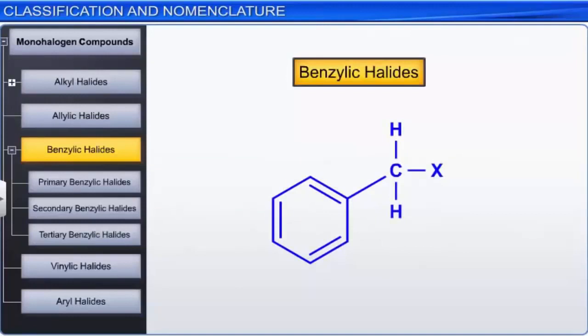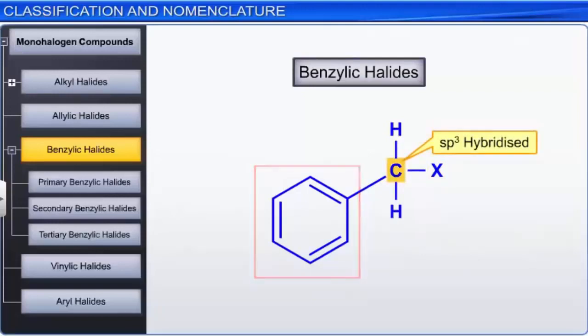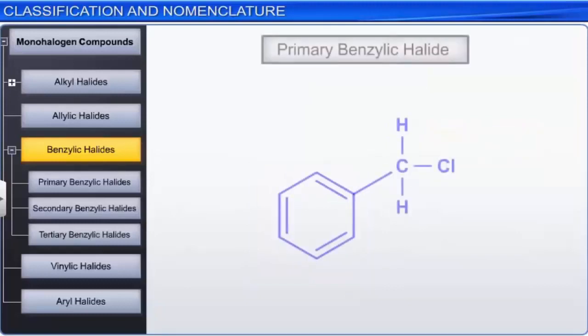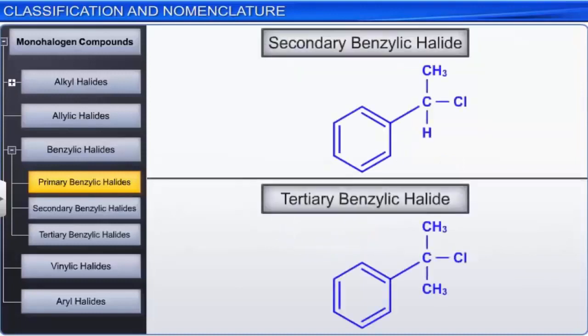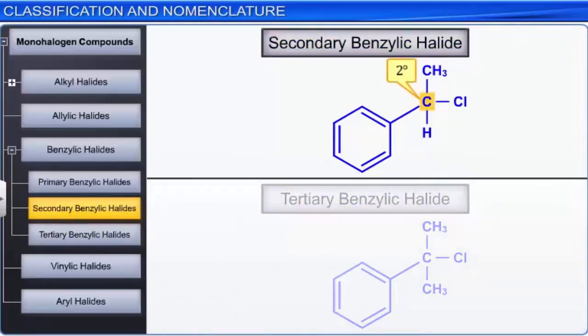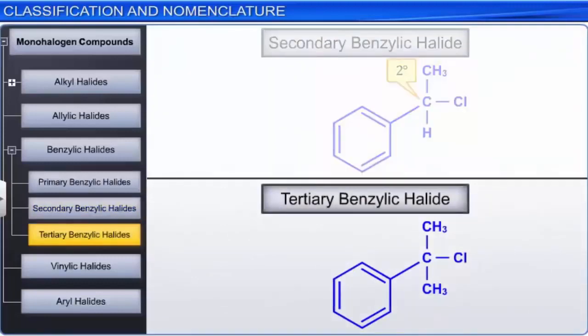In benzylic halides, the halogen atom is bonded to a carbon atom with sp3 hybridization, that is linked to an aromatic ring. In primary benzylic halides, the carbon attached to the halogen has only one carbon-carbon bond. Here are secondary and tertiary benzylic halides. In a secondary benzylic halide, the carbon attached to the halogen atom is bonded to two other carbons. In a tertiary benzylic halide, the attaching carbon is bonded to three other carbon atoms.